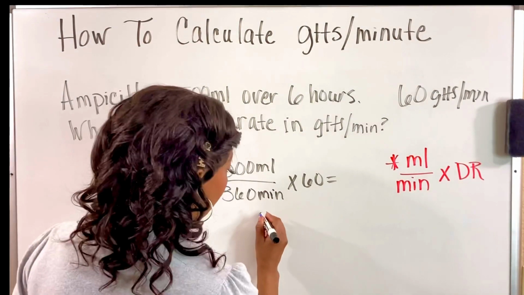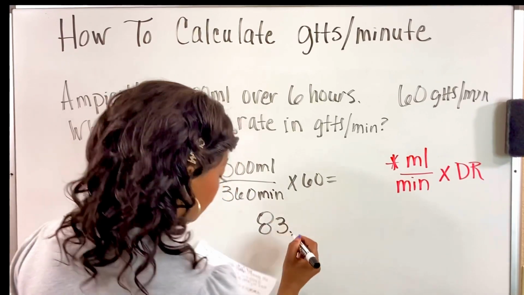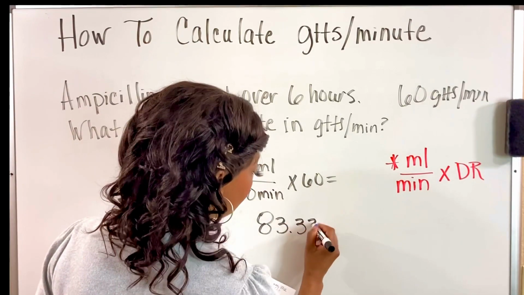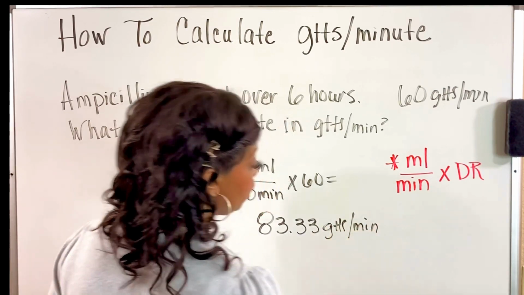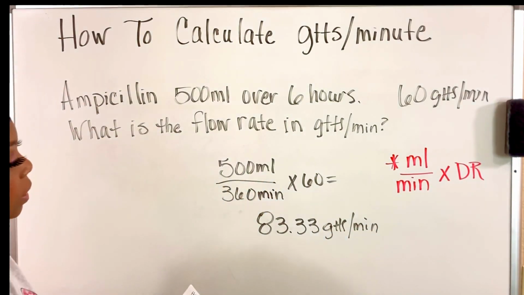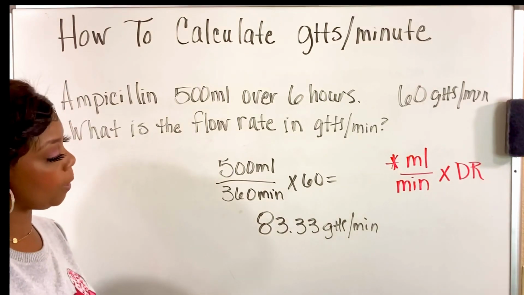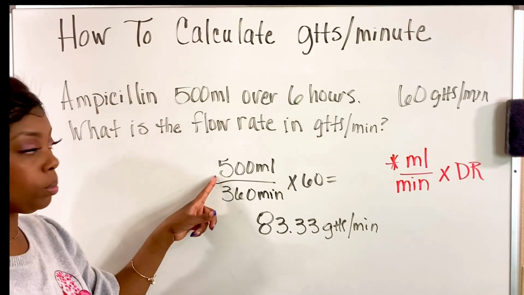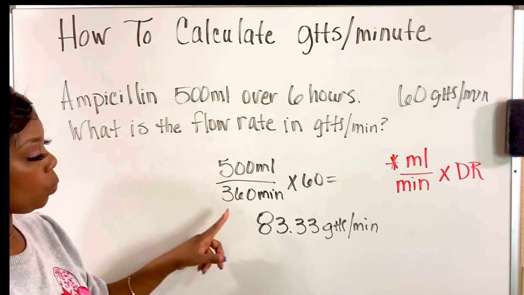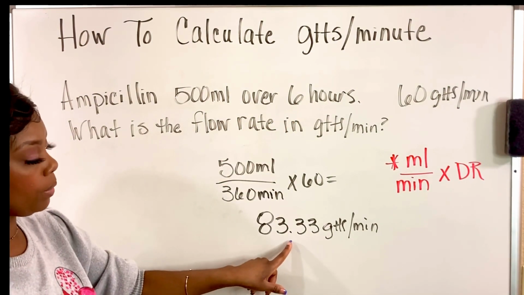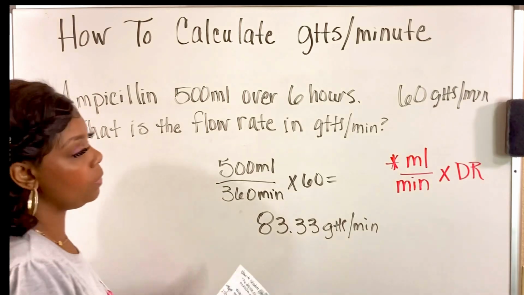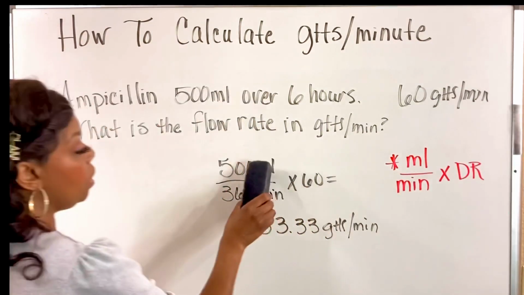All right, I have my answer: 83.33 drops per minute. That's a lot of drops. That's running pretty fast. Okay? But it's got to get that 500 milliliters in that patient within that 6 hours. So that's a lot of drops per minute. Okay? All right. But that's a lot of fluid.